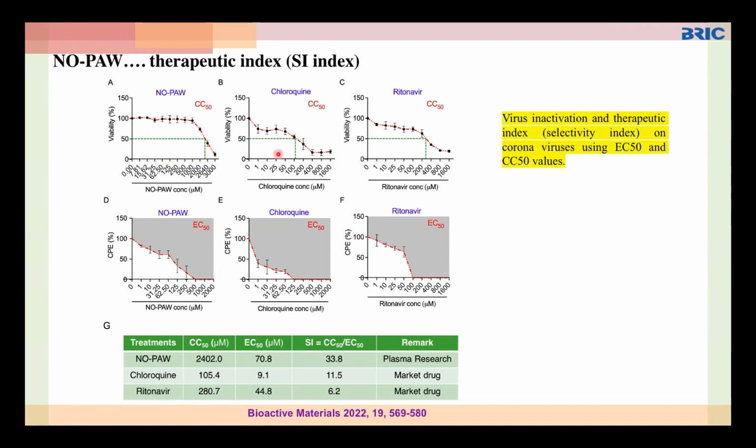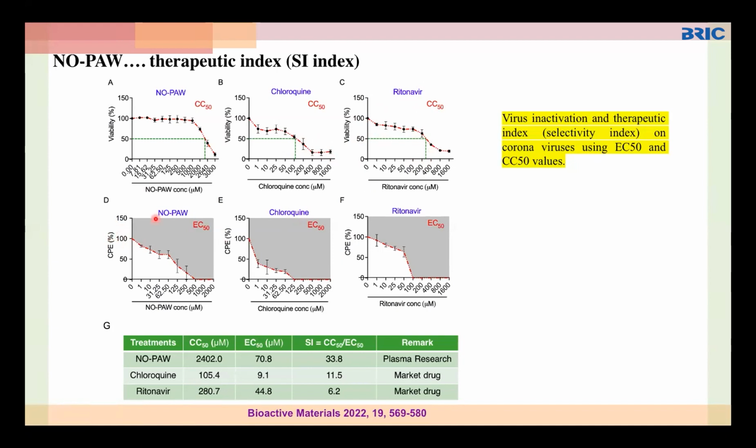In the case of chloroquine, it is highly toxic. Even after 100 micromole, it shows very significant toxicity to human cells, so we cannot use it at high concentration. It can have some kind of side effects in human patients. In the case of ritonavir, another AIDS drug which is also used for coronavirus treatment, it is also toxic after 200 micromole concentration. Both drugs are toxic and can have some kind of side effect in human patients.